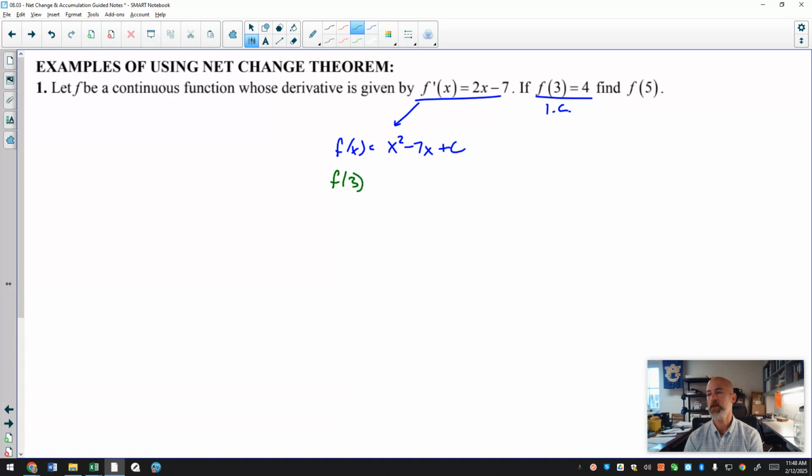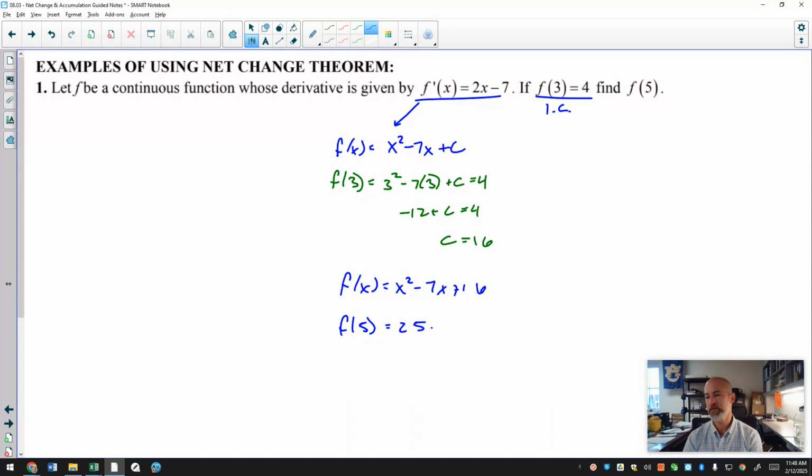So f of 3 would be 3 squared minus 7 times 3 plus c. And that's supposed to give me a 4. Well, what does c need to be so that that's true? 9 minus 21 is negative 12, plus c is 4. We find out c is 16. So now that I have my c, I could reset my function. F of x is x squared minus 7x plus 16. And if I want f of 5, I can simply plug in 5. 5 squared is 25, 7 times 5 is 35, plus 16. That's negative 10 plus 16. I am getting 6 in the end for f of 5. And that is an absolutely 100% fine way of doing this.